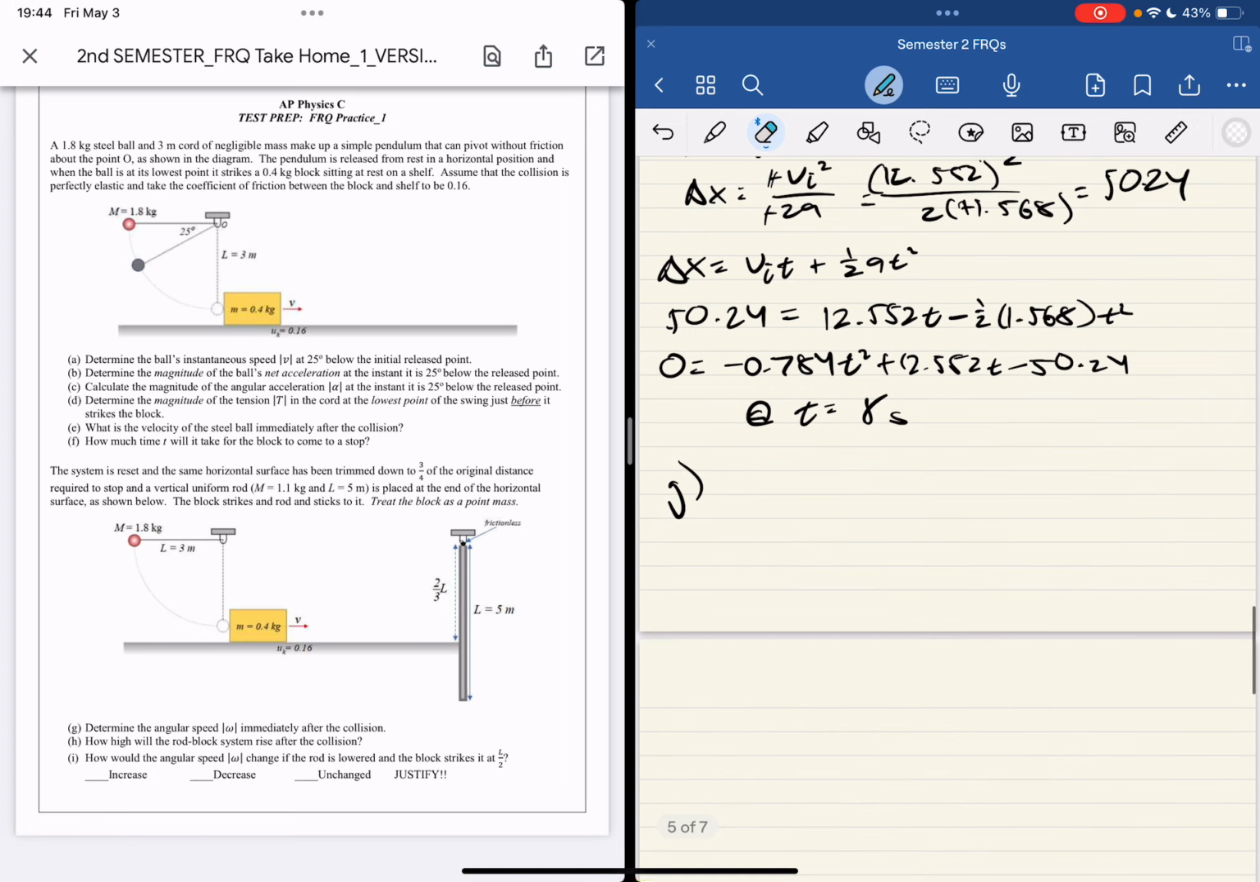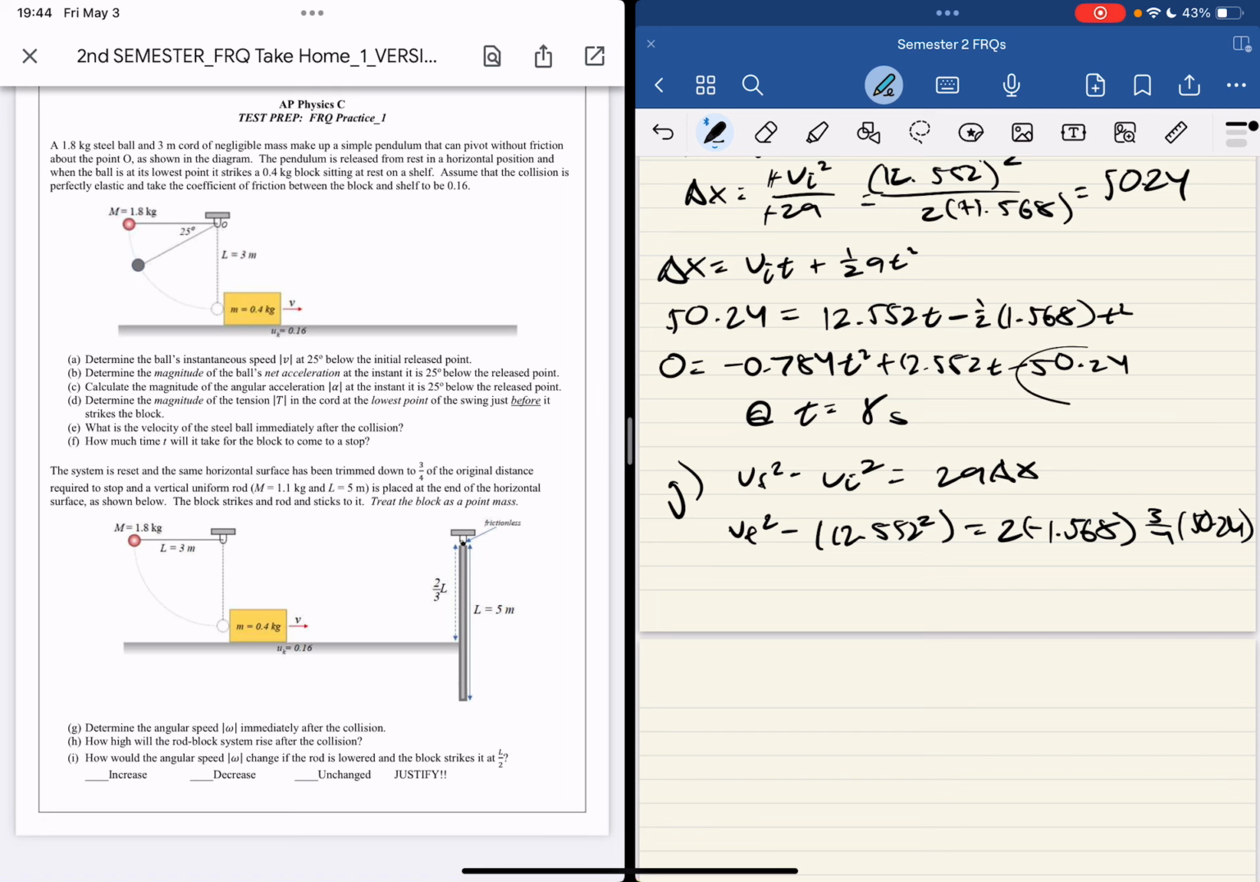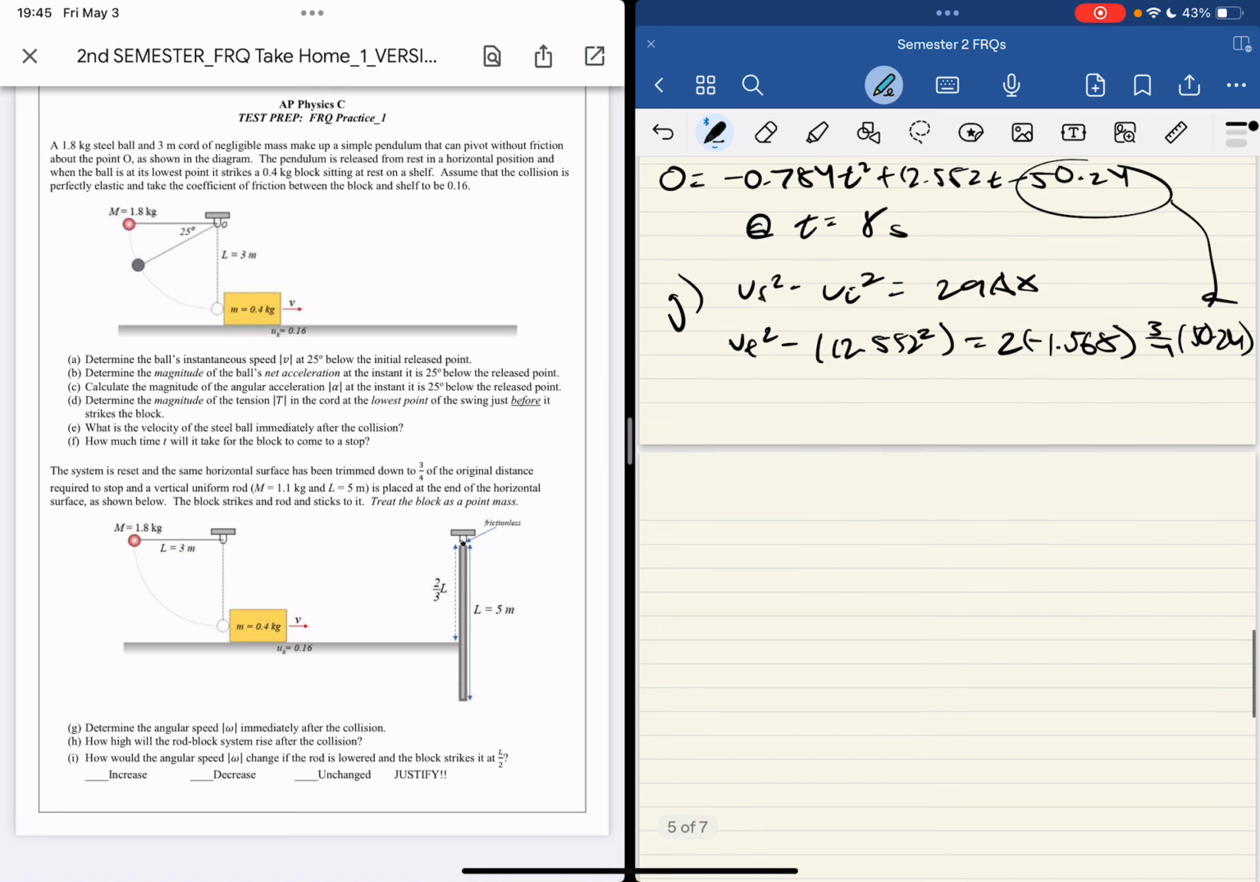We need to set up kinematics again. Sorry, so VF squared minus Vi squared equals 2A delta x. So you know that Vf squared is unknown, minus Vi squared, we know that is 12.552 squared. Equal to 2, we know the acceleration is negative 1.568. We know delta x is going to be 3/4 of 50.24. So we got this one earlier. So we put that there. And it is v2f, but we just keep it as vf here.